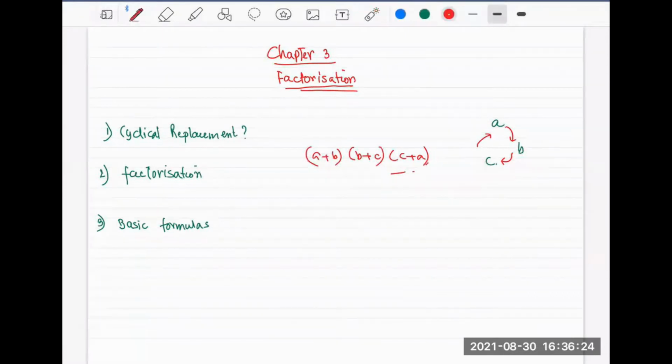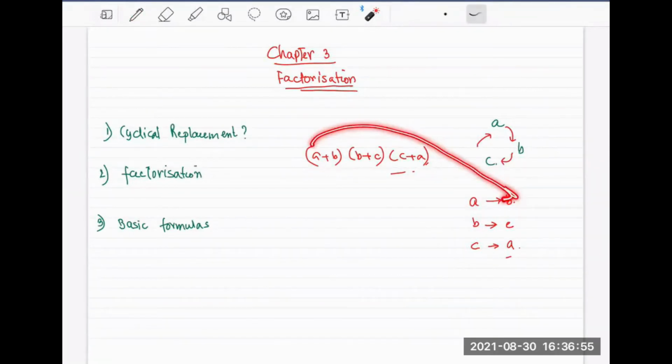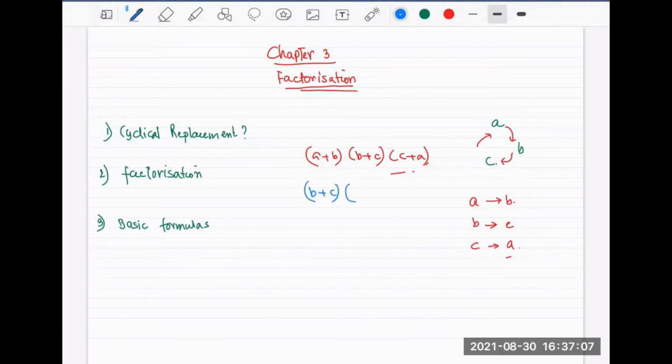Get it? Let's say if I replace A with B, next comes C. B will be replaced with C. What about C? C will be replaced with A. So what does this expression look like if I replace like this? A is replaced with B, B with C, C with A. Let's just replace here. So we are going to get B plus C, then C plus A, and C plus A will become A plus B.